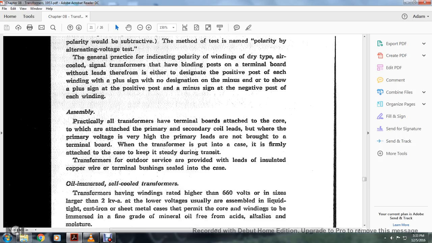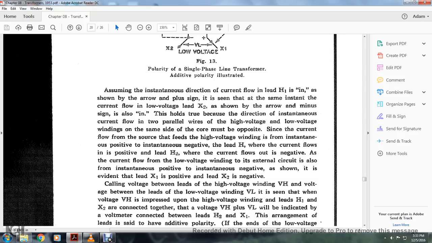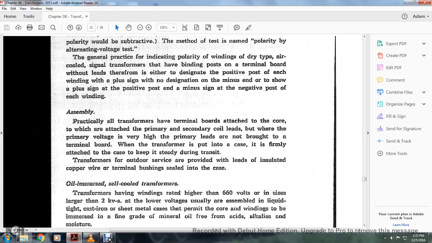And X2 is negative. Calling the voltage between the leads of the high voltage winding VH and the voltage between the leads of the low voltage winding VL, it is also seen when voltage VH is impressed on the high voltage winding with leads H1 and X2 connected together, the voltage VH plus VL, the voltage high plus the voltage low, is indicated by the voltmeter connected to leads H2 and X1. This arrangement of the leads is said to have additive polarity; if the ends of the low voltage polarity were reversed, it would be subtractive.